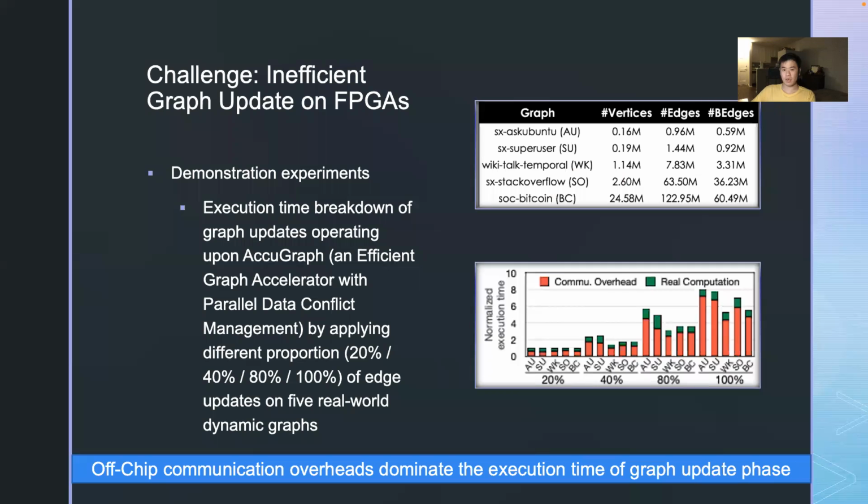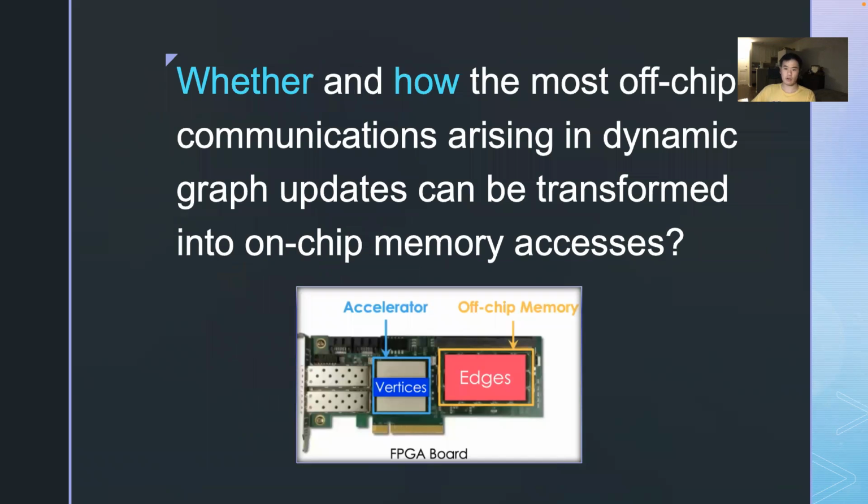To demonstrate this, the paper conducted a set of experiments to break down the real computation time and off-chip communication time of graph updates operating over several graphs. We see that the communication overheads dominate the overall execution time of graph updates for all dynamic graphs. Therefore, the paper focuses on addressing whether and how most off-chip communications arising in dynamic graph updates can be transformed into on-chip memory access.